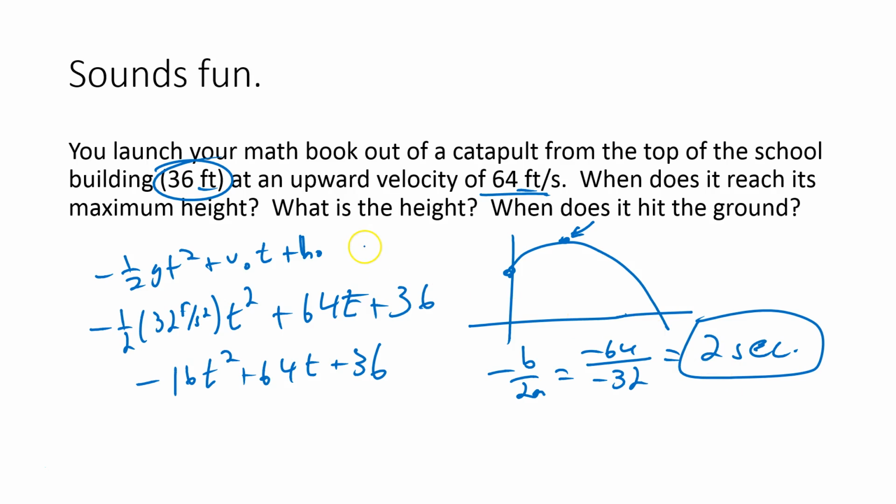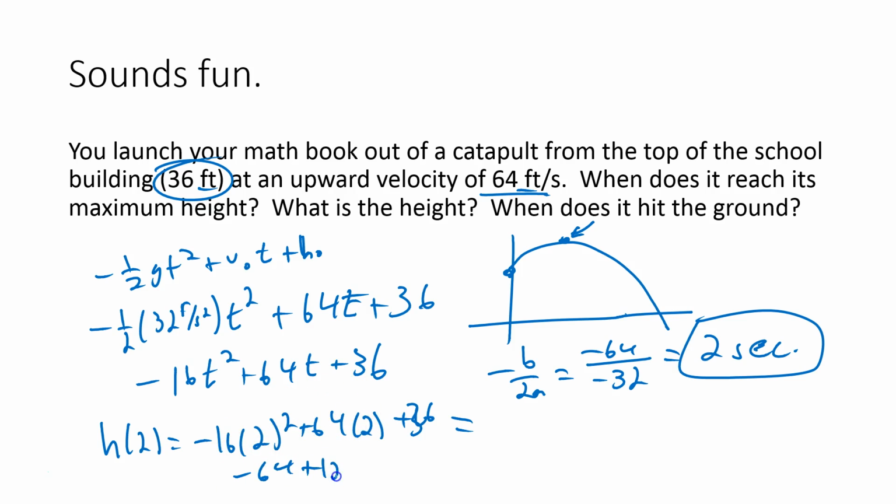Now they actually ask what the height was, so we need h of 2. So that's going to be negative 16 times 2 squared plus 64 times t plus 36. And that gives us, let's see, 4 times negative 16, well, that's negative 64, plus 64 times, that should be a 2. That's my bad. So that's plus 128, so we had negative 64 plus 128 plus 36. So that gives us a positive 64 plus 36, which is 100. So it's going to top out there at 100 feet. It's a very high-flying math book.